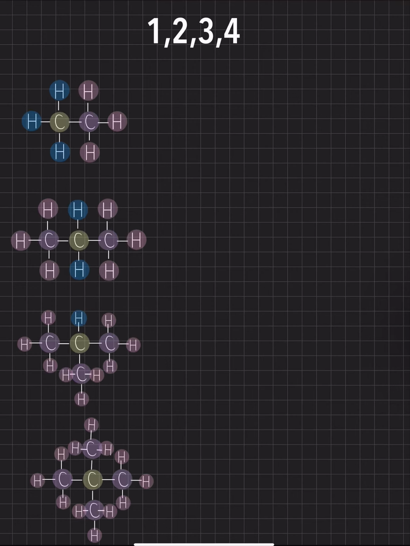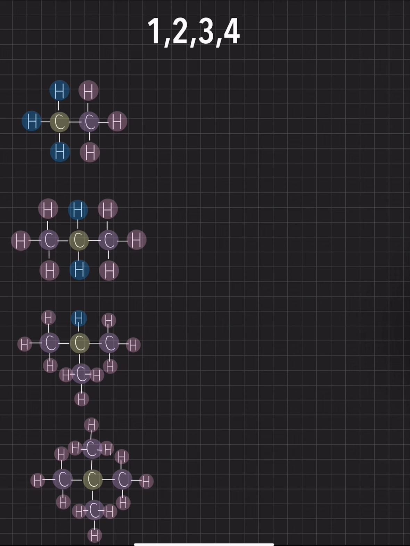Hello everyone, so let's go over primary, secondary, tertiary, and quaternary carbons. This is one of the very first things that you learn in organic chemistry, but the way that I like to approach it is kind of different. I like to take color and let you see how many carbons it's attached to.